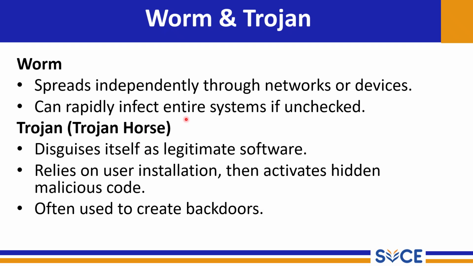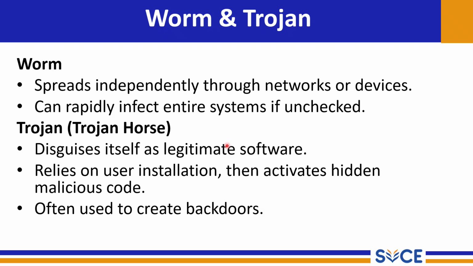The key characteristics of a worm: first is self-replication. Worms can create copies of themselves and spread to other devices, making them highly contagious. Second thing is network propagation.